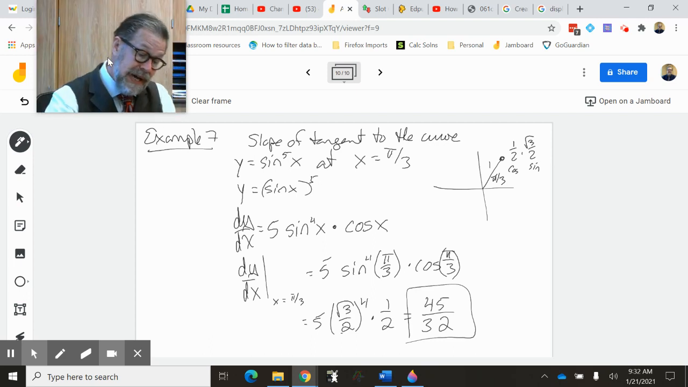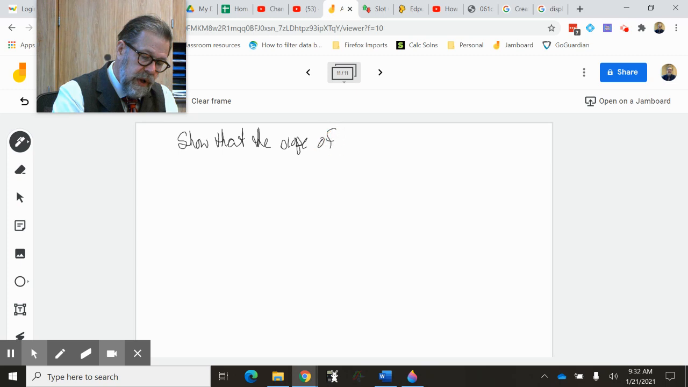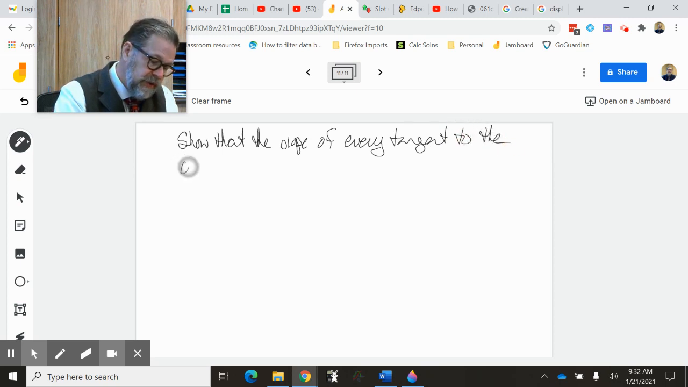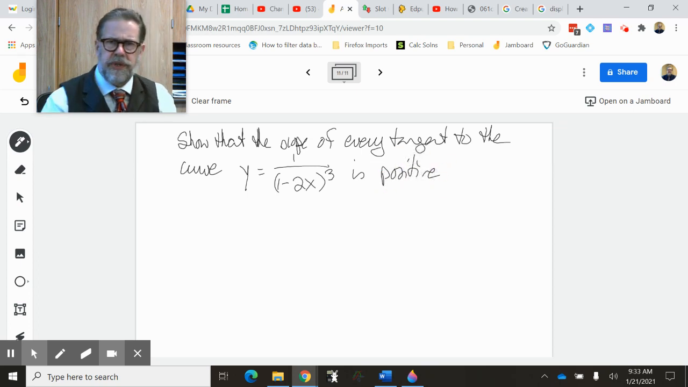Let's do another example. Show that the slope of every tangent to the curve is positive. In the book, it's 7b. So we don't actually care about the values. What we need to do is show that this is positive.